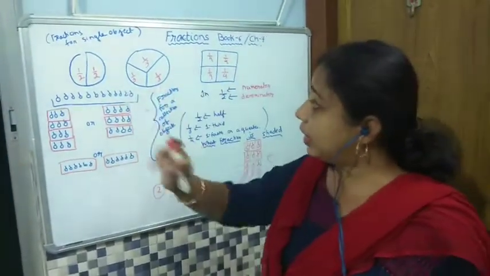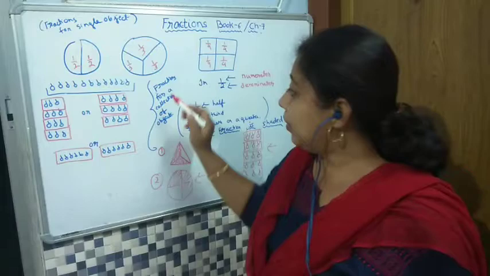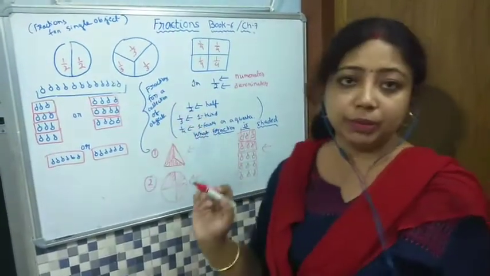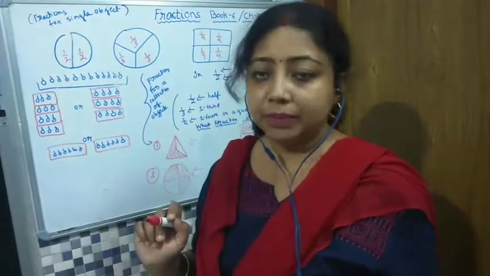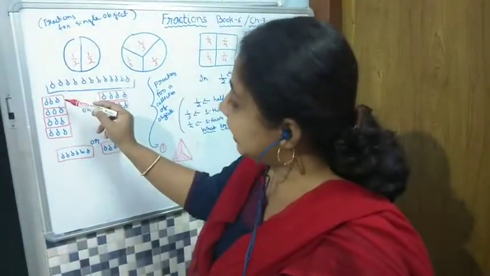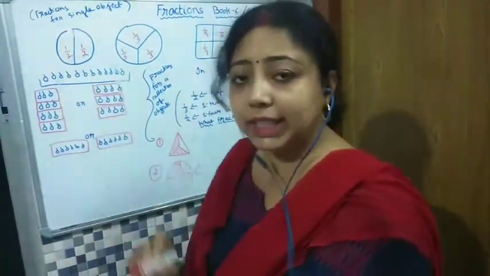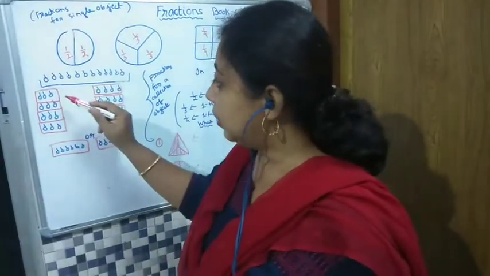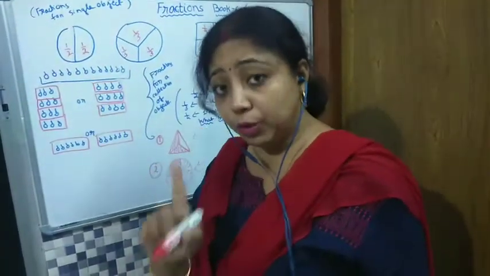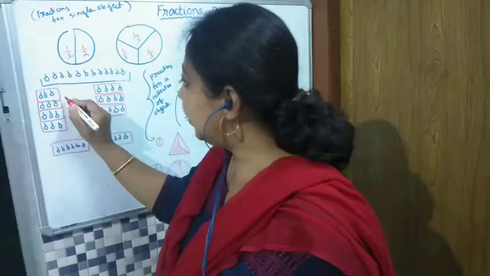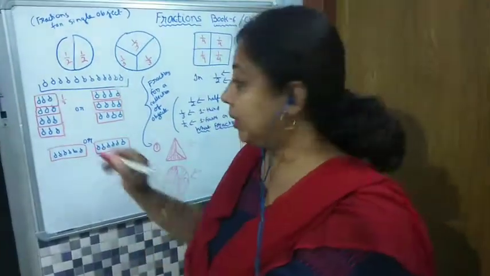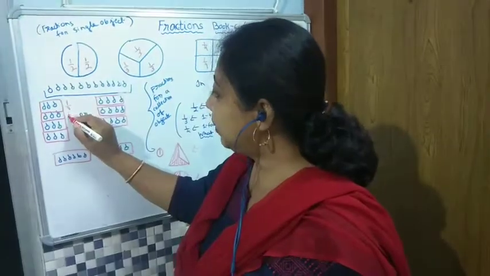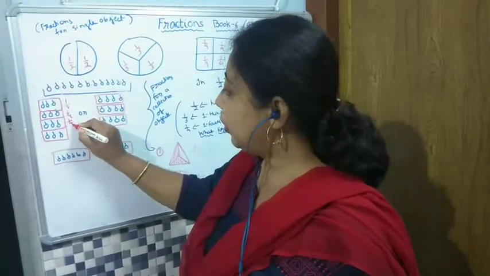This is for a whole or a single object. Now, here are fractions for a collection of objects. So, here are 12 apples. Okay, these 12 apples, here I can divide into sets. So, how many sets have I done? 1, 2, 3, 4. That means 4 sets. 4 sets means the lower number will be 4 and this is one part among them. So, 1 by 4.